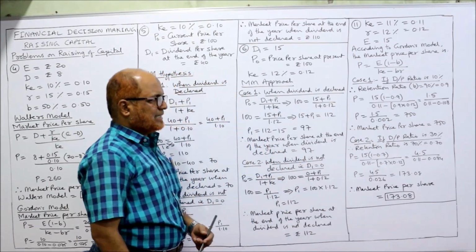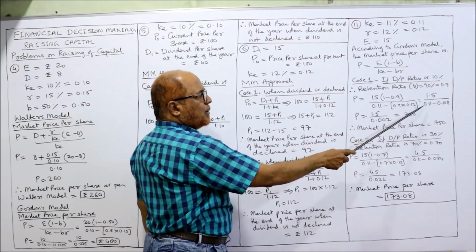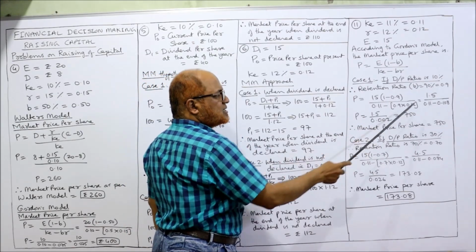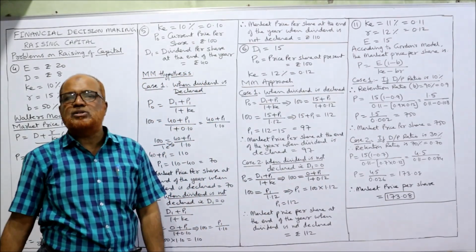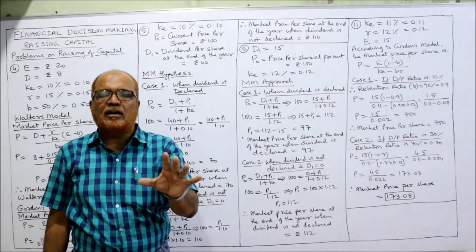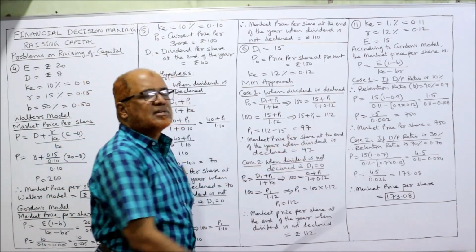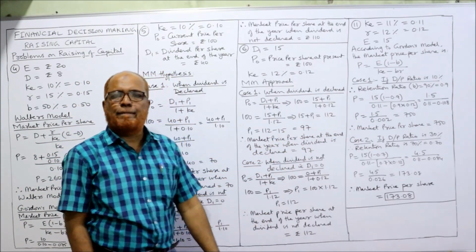0.108. Now subtract: 1.5 divided by 0.11 minus 0.108, you'll get 0.002. So 750 is the market price per share. This 750 is the market price per share when the DP ratio is 10% or the retention ratio is 90%.